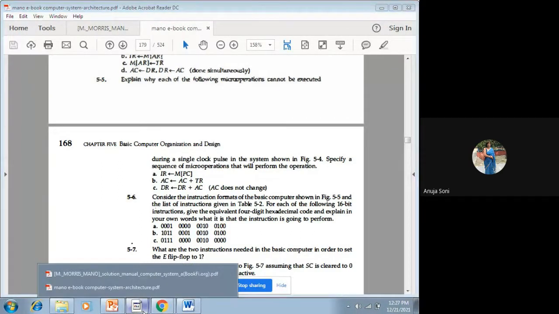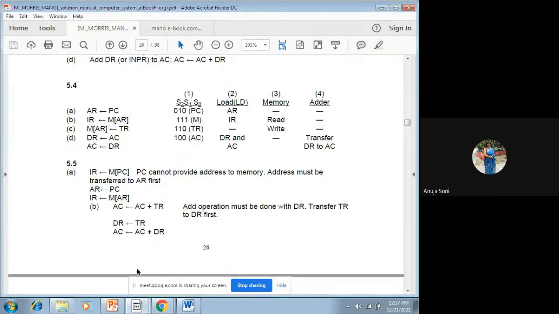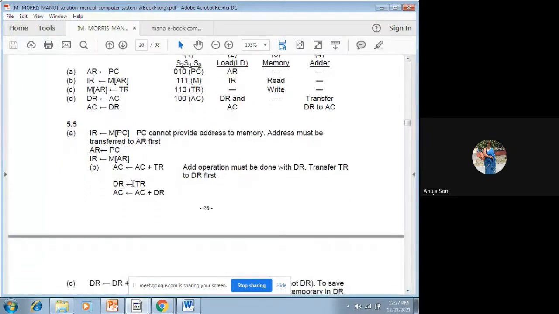These are regarding question number B. So these are the desired sequence of register transfer statements. How will it happen? Let us write down the answer. Add operation must be done with DR only, not TR. Transfer the, so how will it happen?